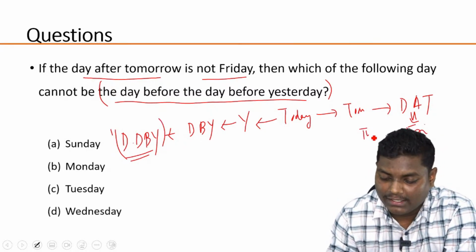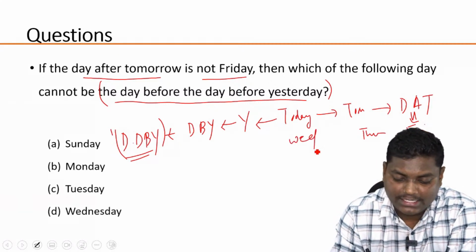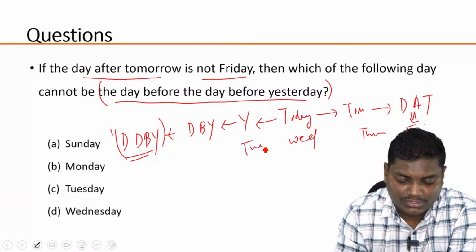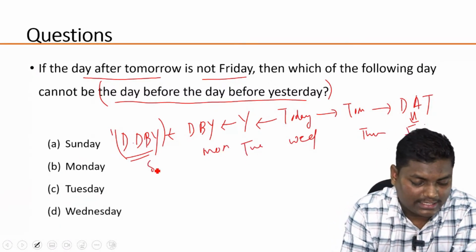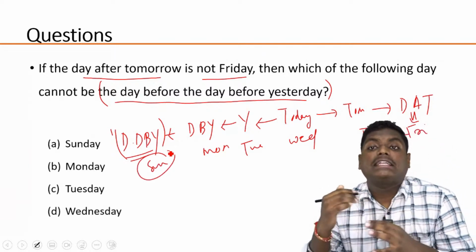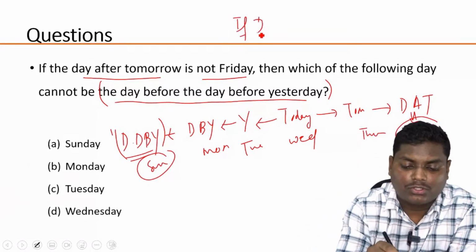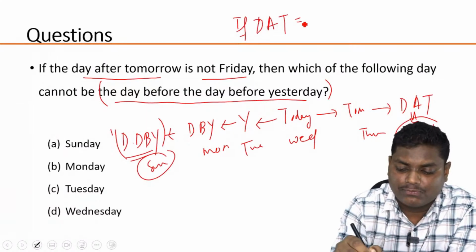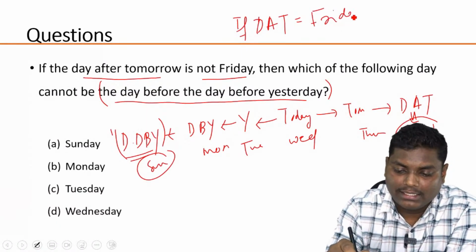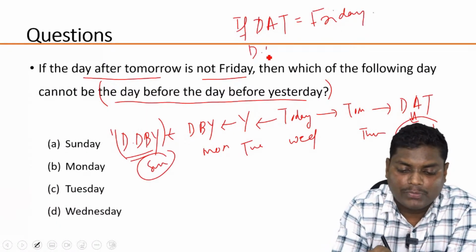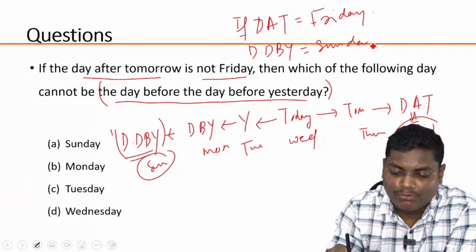So Friday, Thursday, Wednesday, Tuesday, Monday, Sunday. So if the day after tomorrow is Friday, then the day before yesterday will be Sunday. This is what we have got, Sunday.